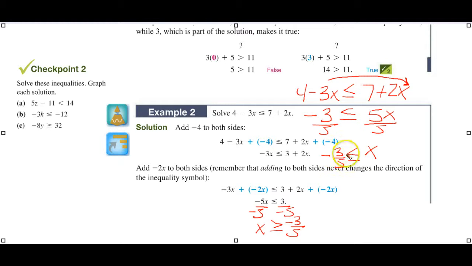Now notice they get the same answer, but here you'd have to read it from the right to the left. Here you're reading it from the left to the right, but it's still x is greater or equal. So a little technique that you may or may not want to use, trying to keep your variable positive, and that way not having to reverse the sign by dividing by a negative.